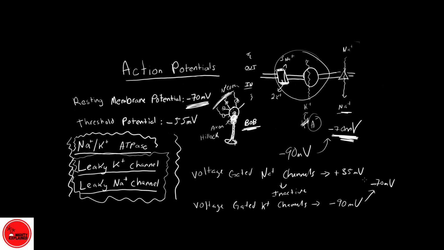Cool. Now, that's what happened, right? We were at negative 70, hit the threshold at negative 55. The voltage gated sodium channels shot up to positive 35. They inactivated. The voltage gated potassium channels opened up. They pushed potassium out to get it more negative. So it went all the way low because they're slow to close. And then you got to negative 90 millivolts. And then the sodium potassium ATPase, leaky potassium channels, and leaky sodium channels did their whole thing, and they all equilibrated together to get you back to resting negative 70. All right, now let's go over the graphical representation. And that's the last thing we'll do.